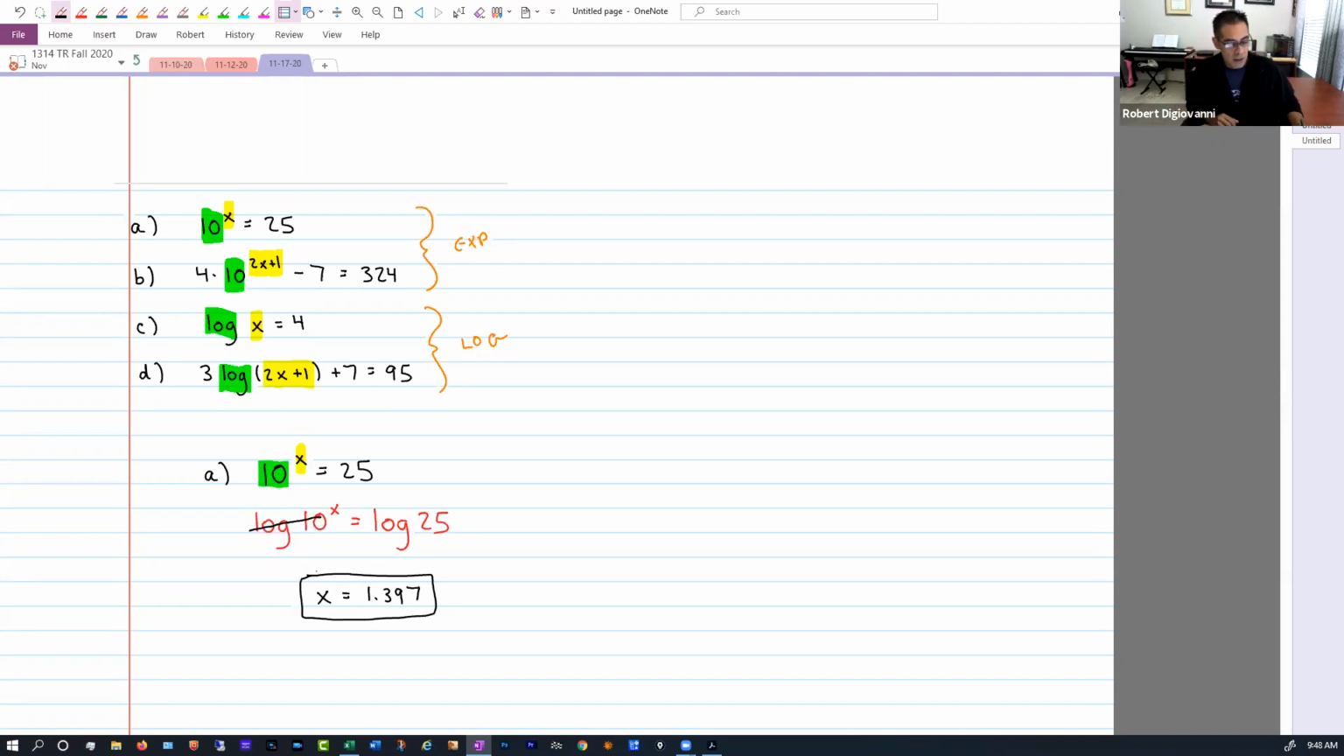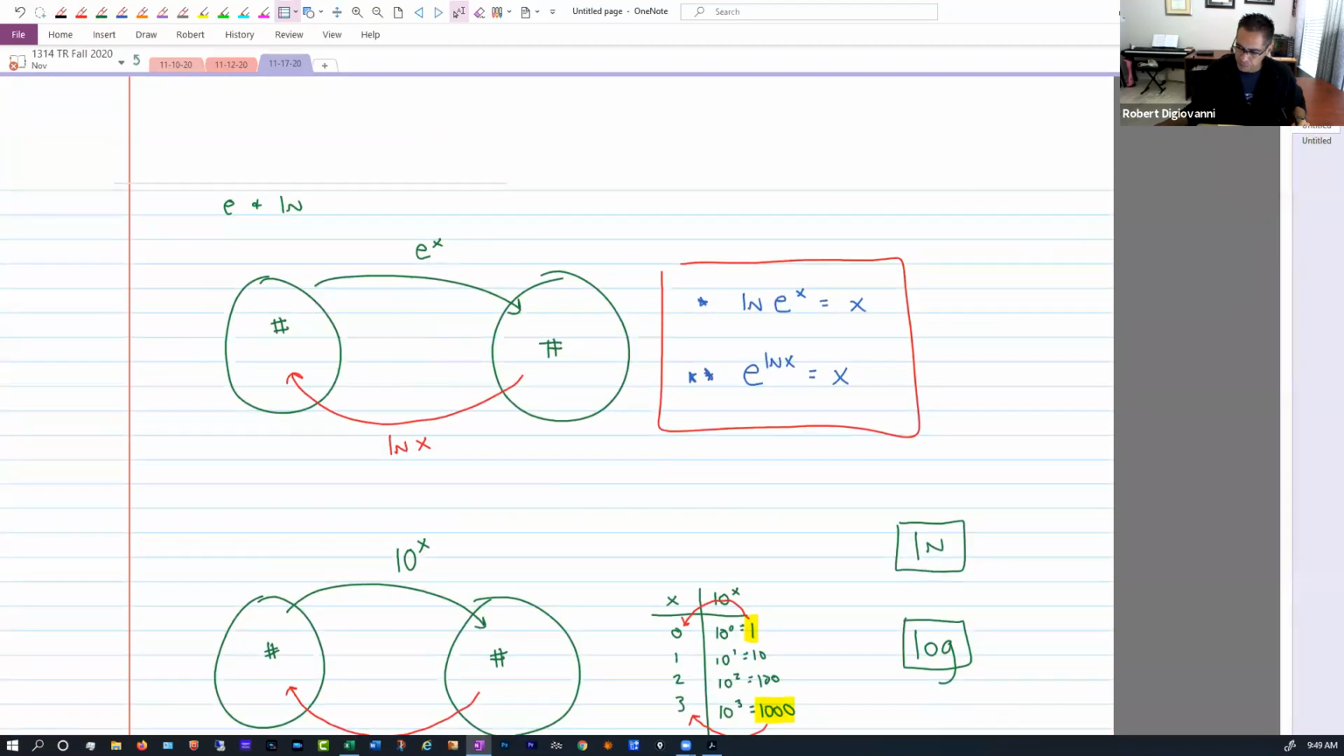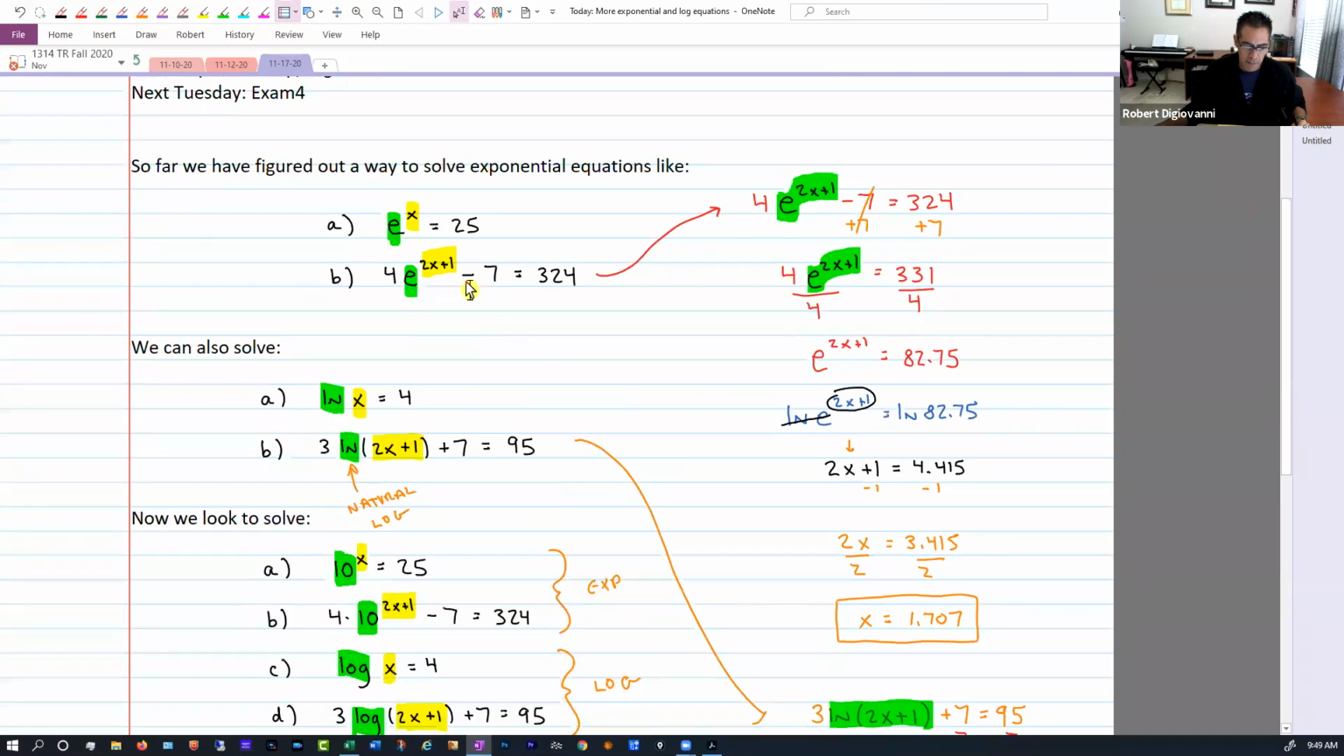All right, now let's look at B, because B is a little different. B has a lot more in there and it looks confusing. 4 times 10 raised to the 2x plus 1 minus 7 equals 324. This right here is exactly the problem that we did right here. Do y'all see that? It's the same exact thing, except instead of e, I have a 10 there.